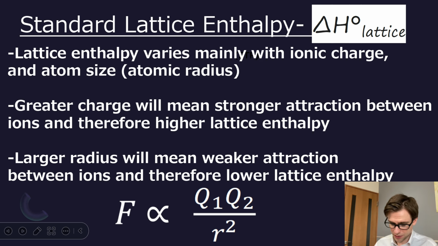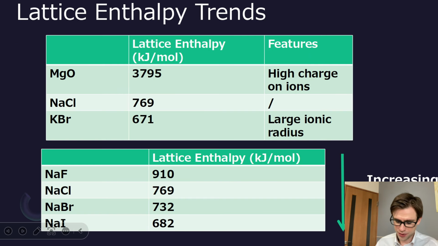Okay, do we have any data to show this? Yes. So here are some things we can compare: MgO, magnesium oxide, with NaCl, sodium chloride, with KBr, potassium bromide. The lattice enthalpy for MgO compared with the other two is a huge increase, 3795 kilojoules per mole versus 769. And what are the features of these?